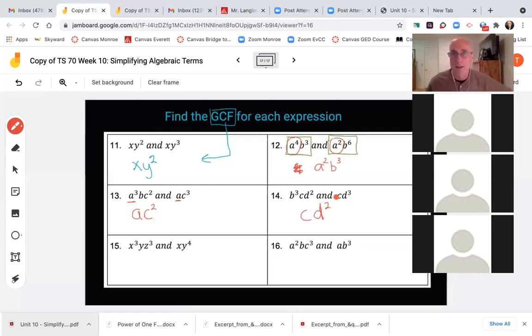That is an example of finding the greatest common factors in these various separate terms here, okay? I think you got the basic idea.